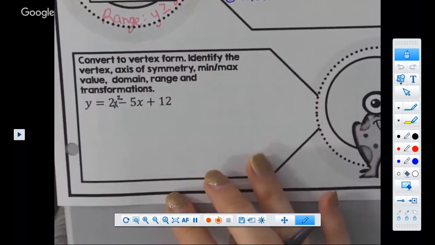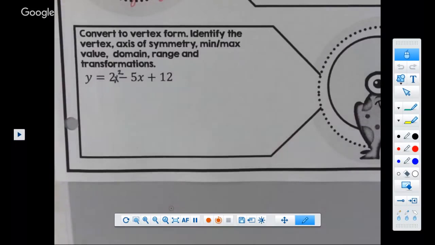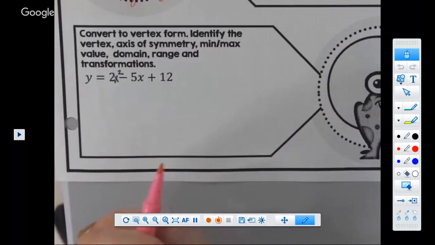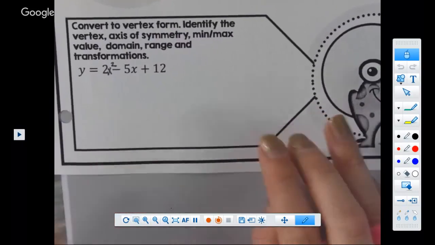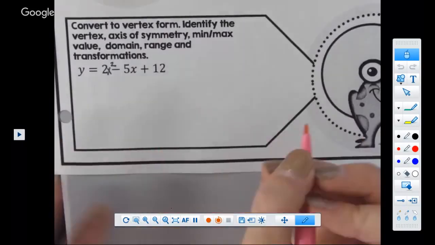Y'all made this 2x squared. It was a typo. I wasn't trying to do some voodoo magic. No, it was a typo. It happened. I write these, but I sometimes just leave things off. The only thing I use off the internet are the animals. Yeah. All right.